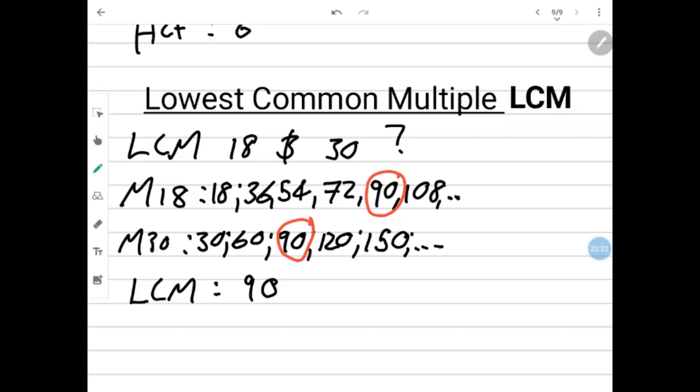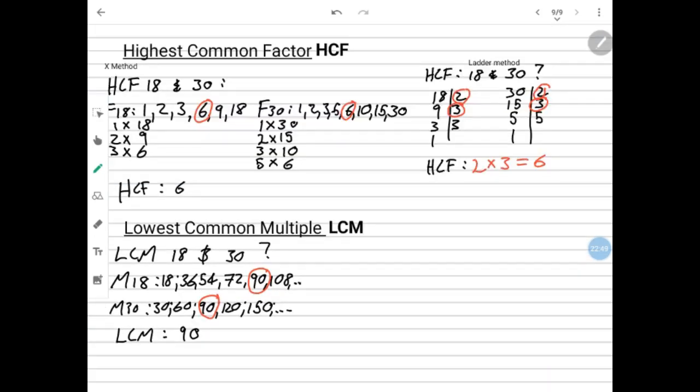All right, so that's how we do it every time. You write the multiples of the first number and the multiples of the second number and see where's the first number that is common between the two numbers that you got the multiples for. All right, that's it for the highest common factor and the lowest common multiple.